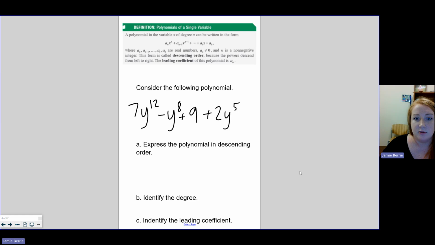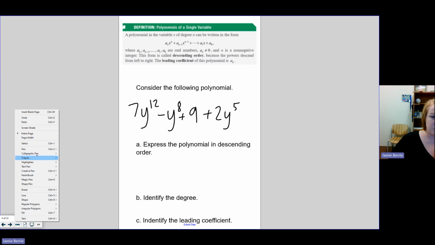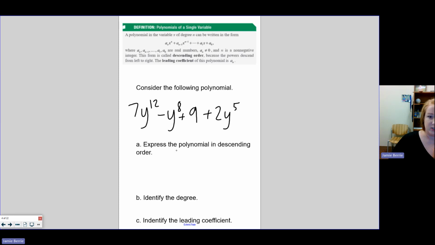All right, so here we have some more work with just basic terms of polynomials. It says consider the following polynomial: 7y to the 12th minus y to the 8th plus 9 plus 2y to the 5th. So this is definitely out of order, right? We do have the largest exponent listed first, but everything else is out of order. So it says express the polynomial in descending order. So let's do that first.